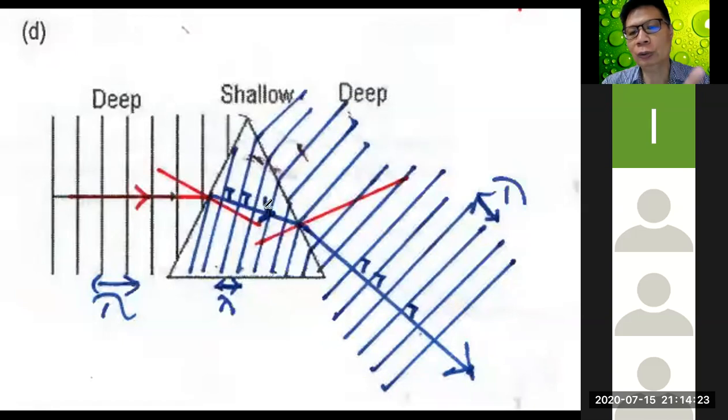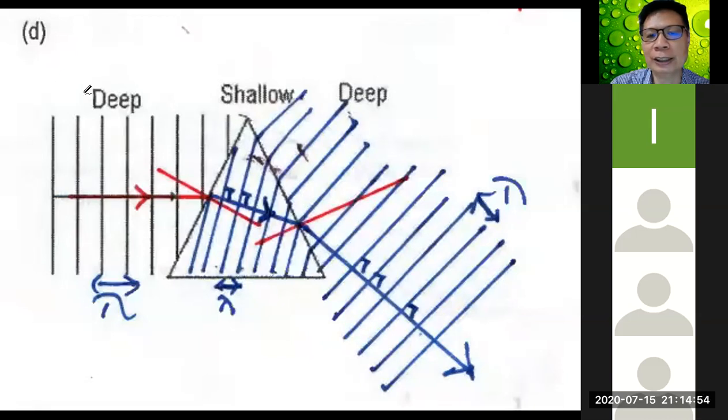Then shallow to deep, it bends down again, bends away from the normal. This is a normal, away from normal, so it comes down. Here, this is a normal, towards normal, so it goes to the normal. Here, normal is here, shallow to deep, away from normal is also down. After that, you know the direction already, bend here, bend there, and then you draw the line. Finally, only you draw all these lines, the 90 degree line like that.